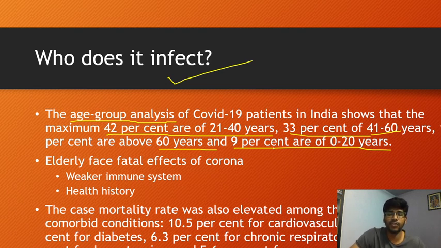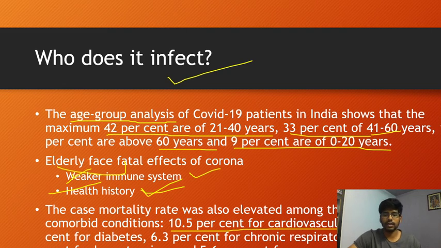And who faces the adverse effects of COVID? The person with a weaker immune system, the older people, and those with pre-existing medical conditions. Those people, the elderly, face a greater risk of dying of corona. With pre-existing medical conditions, about 10.5% of the people dying had cardiovascular diseases, 7.3% diabetes, 6.3% chronic respiratory diseases, 6% hypertension, and 5.6% cancer. So people with pre-existing health conditions, even if the age was a bit less, may also get seriously ill because of the coronavirus.